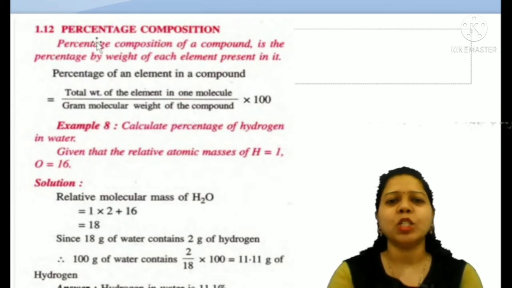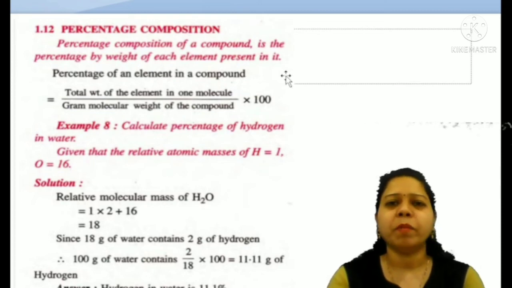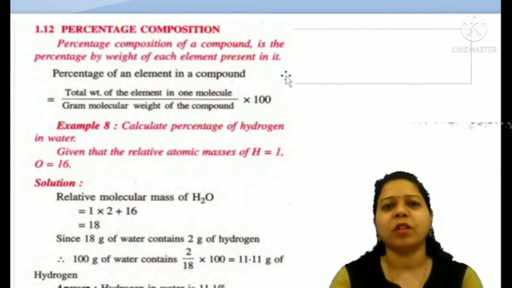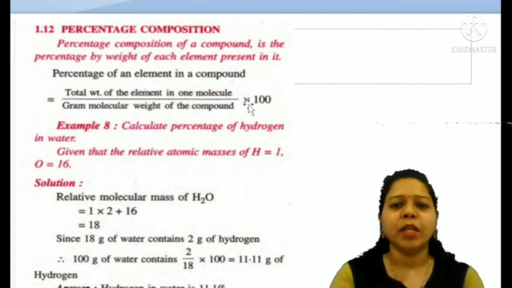Next we'll see percentage composition. Percentage composition of a compound is the percentage by weight of each element present in it. For example, water: what is the percentage of hydrogen in that water? What is the percentage of oxygen in that water molecule? We need to calculate that. We'll see with the help of an example how to calculate it. Percentage of an element in a compound is the total weight of the element in one molecule upon the gram molecular weight of the compound into 100. Here we are calculating a percentage, that's why doing into 100.